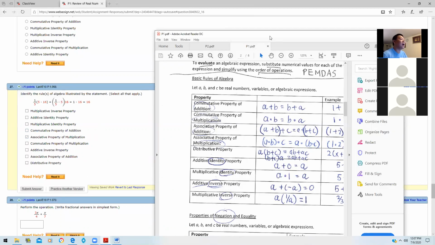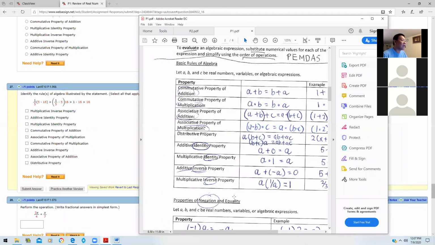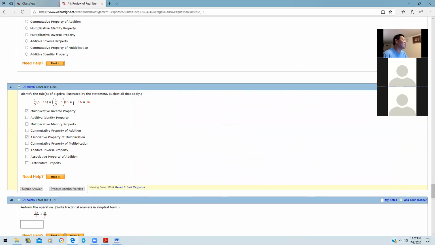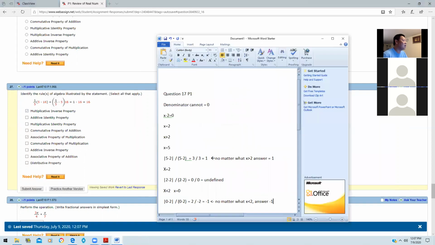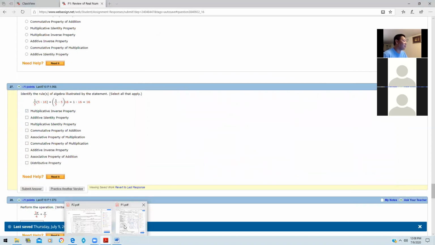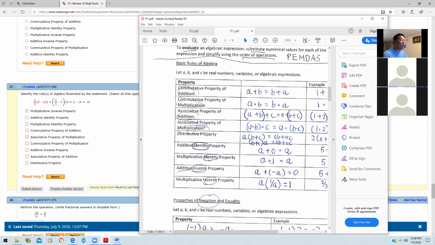And then 1/5 times 5 is what we call the multiplicative inverse property, where you multiply a number by its inverse and you get 1. So we call it the multiplicative inverse property. And then, as you know, 1 times 16 gives you 16. Because you're multiplying by 1, anything multiplied by 1 gives back the same thing. So this is called the multiplicative identity property.